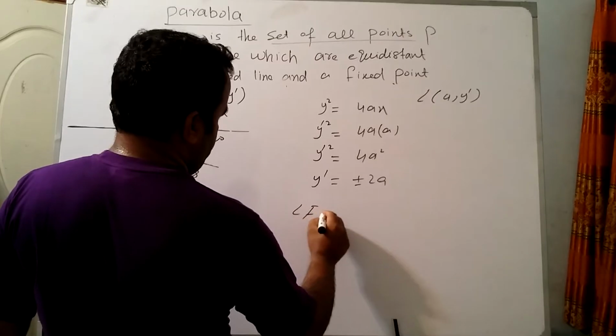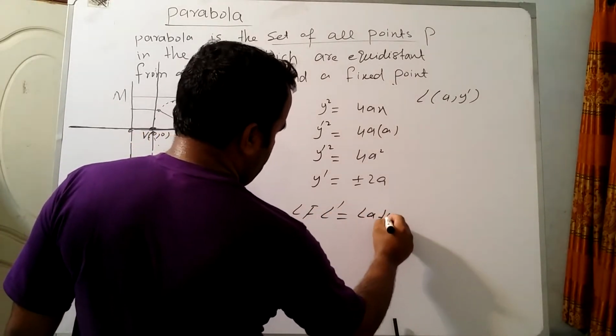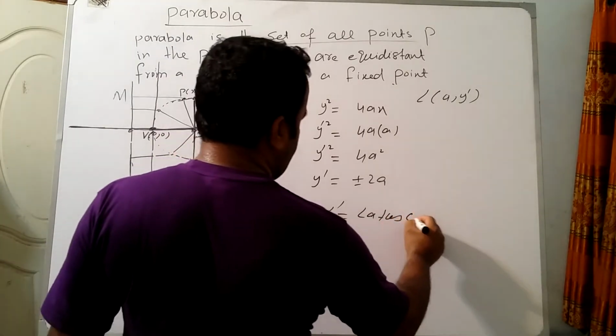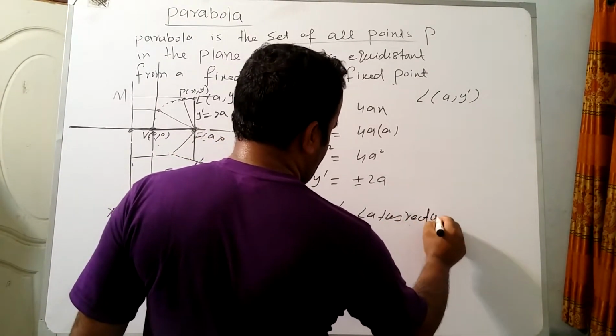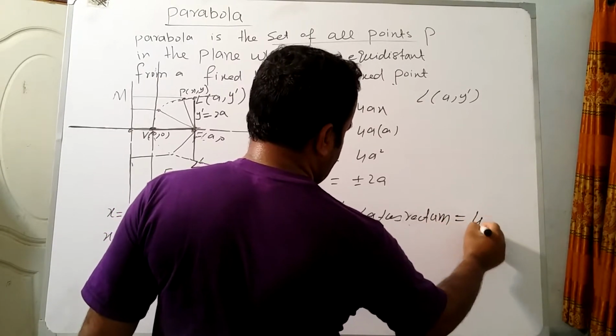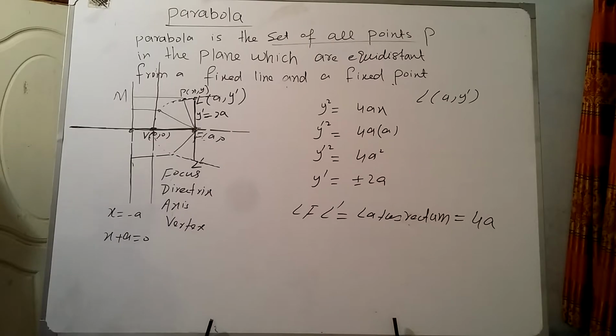LFL dash is also called the latus rectum, which is equal to 4a. So the length of the latus rectum LFL dash is 4a.